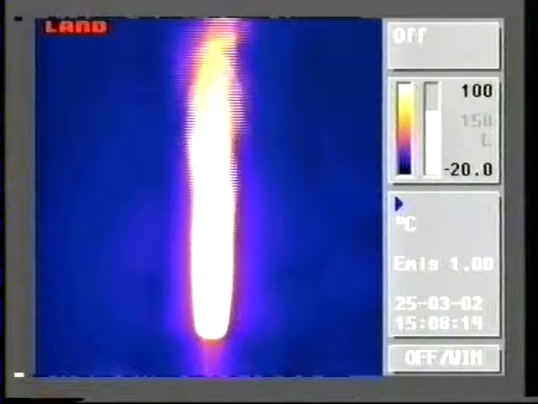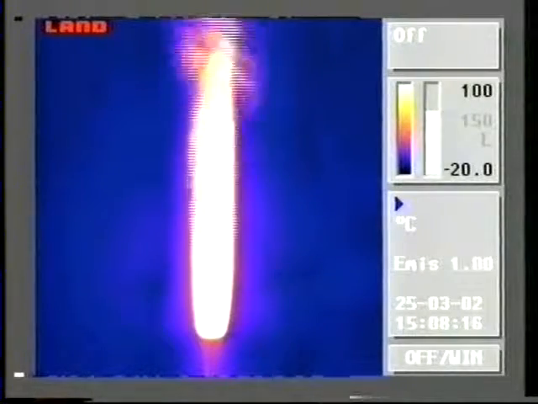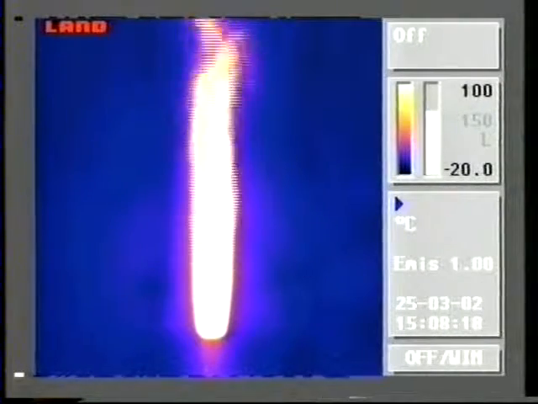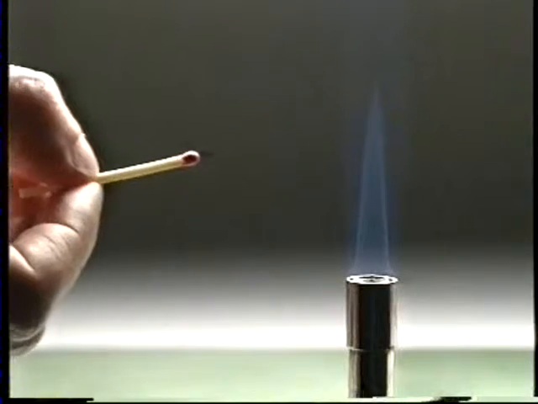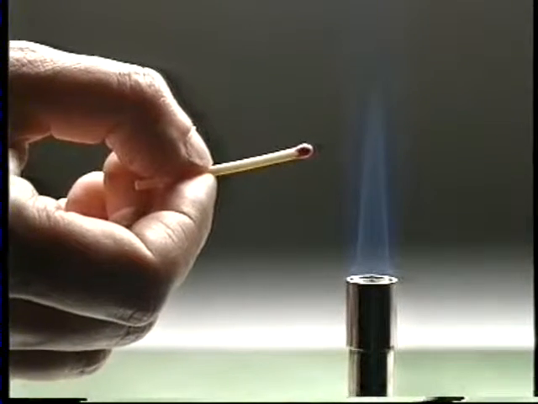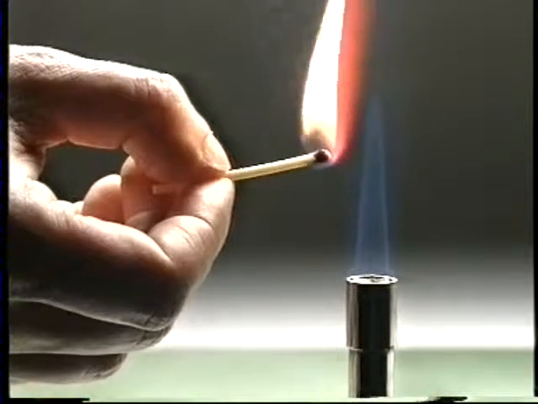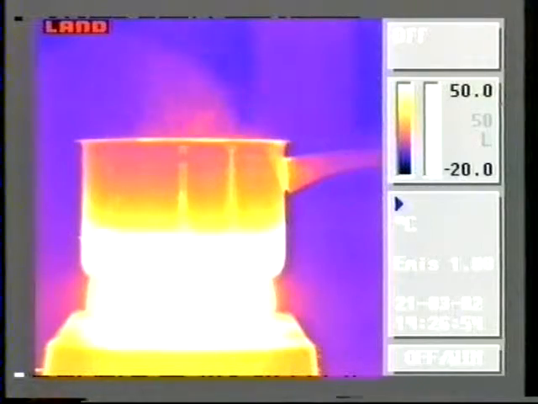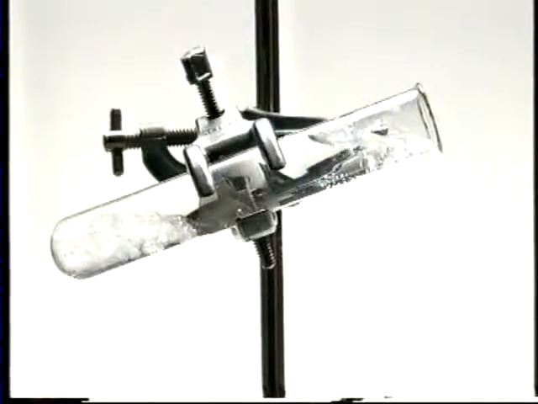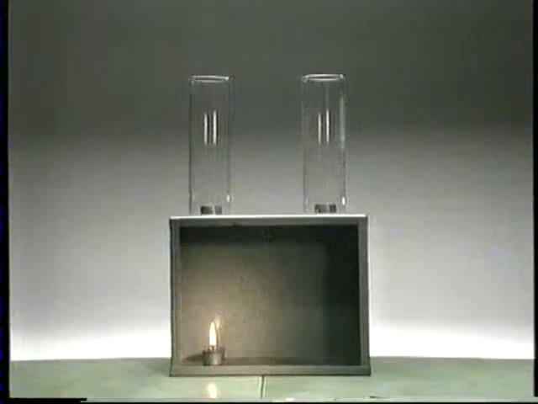Most gases are also poor conductors. Our imager shows that the air around this Bunsen flame is relatively cold. In fact, you can slowly bring a match right up to the flame before it will ignite. So, metals are good conductors, but liquids and gases are poor conductors.